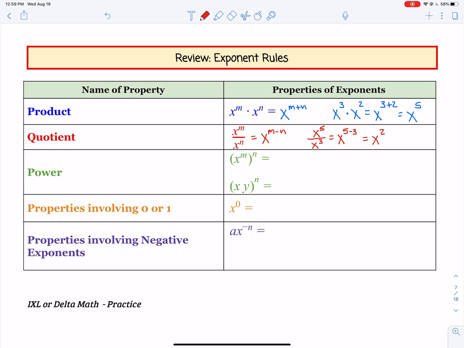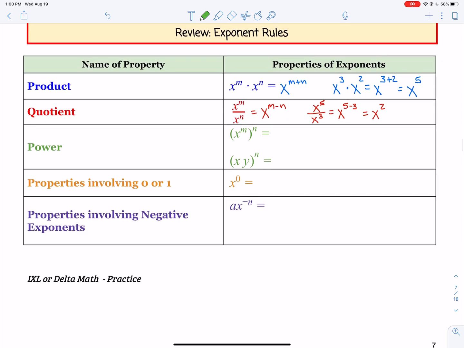For the power property, we would say that a power of a power is what we call this first example. We have x to the m power, and then it has another power of n, and we need to multiply those two together. So we'd write x to the m times n power. With numbers, if we said that that is x, let's say cubed, squared, then we would say that's x to the 3 times 2 power, which is x to the 6th power.